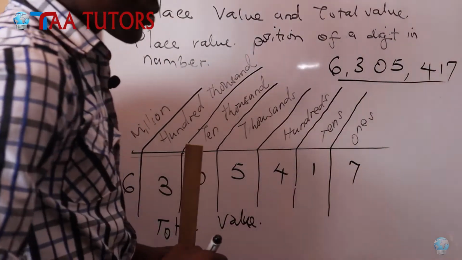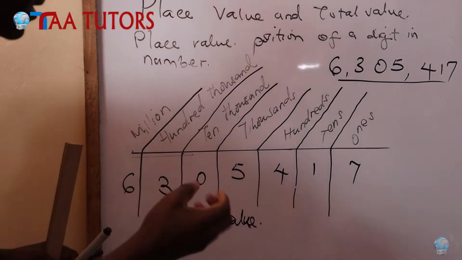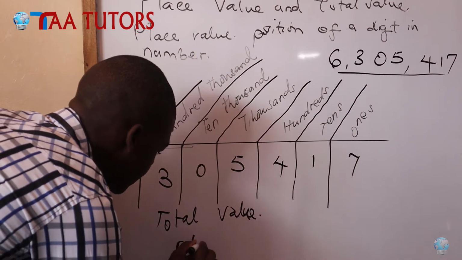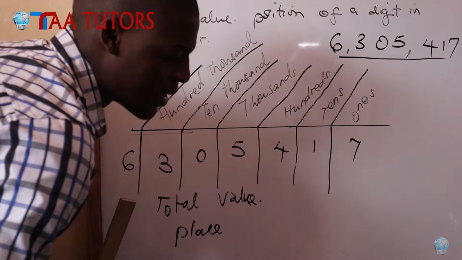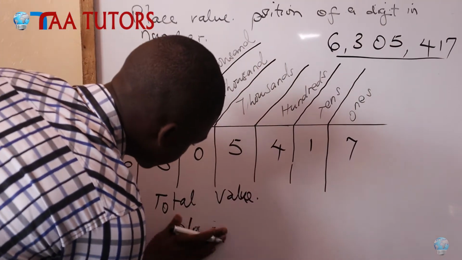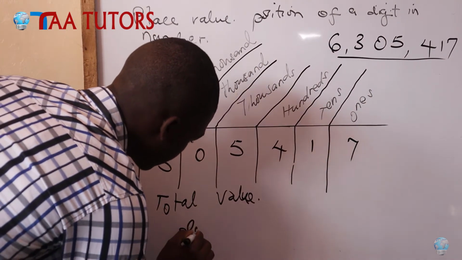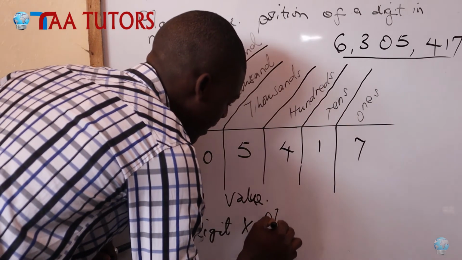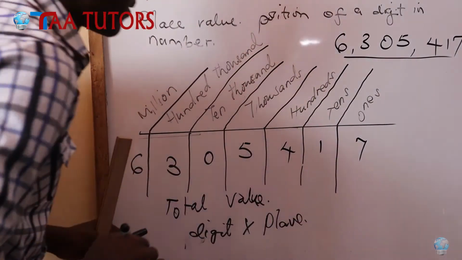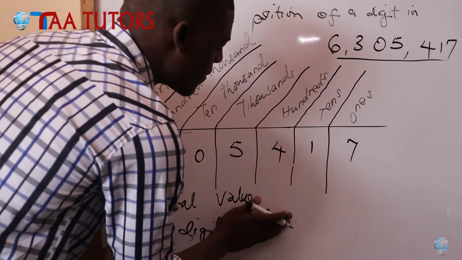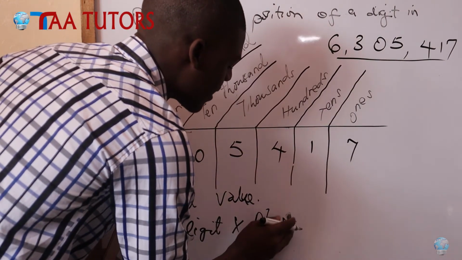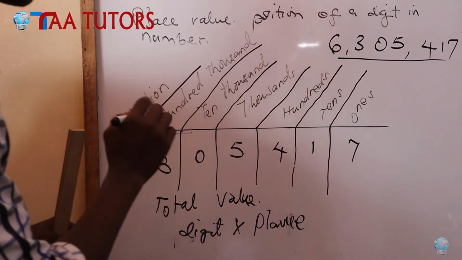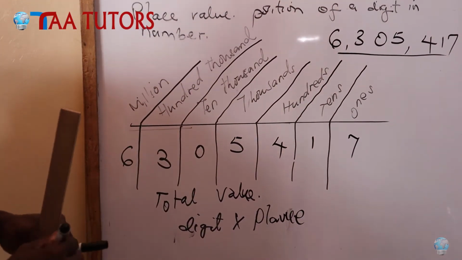And we know that to find the total value, we first take the place value of a digit. We take the digit and multiply by the place value. That is now the total value of a digit in a number. We take the digit and multiply with the place value.